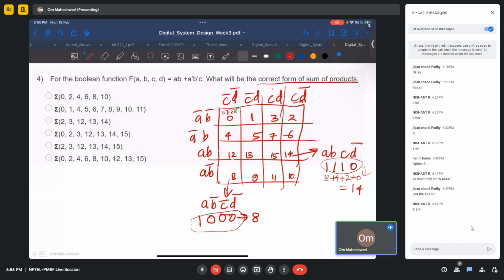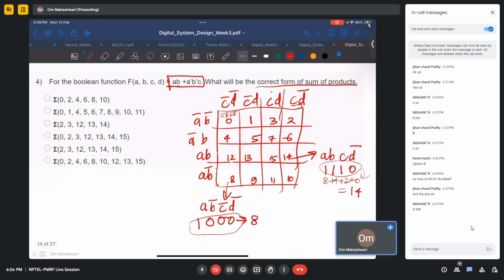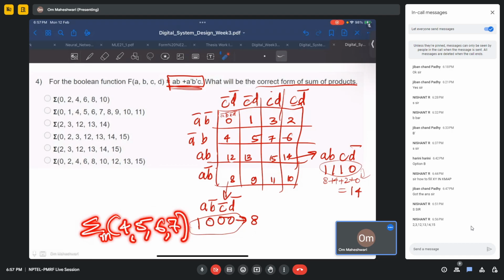Now what you have to do is fill ones according to this, then identify which blocks will have ones, and whatever their numbers are, you write it like sigma m. Let's say if it was 4, 5, 6, 7, then you write sigma m 4, 5, 6, 7, right? Which is what is being asked in the question. Okay, so solve it, then let us see.